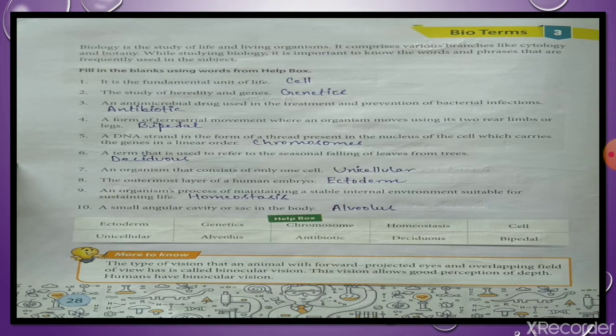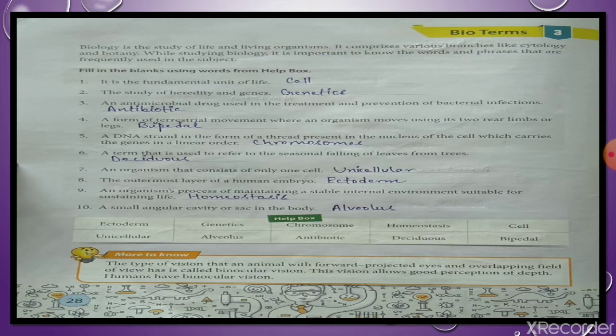When we study biology, it is very important to know the words and phrases which are used in this subject. So here some statements are given and we have to fill in the blanks according to each statement. The first one is, it is the fundamental unit of life. We all know the cell is the basic structural and functional unit of life. So the basic fundamental unit of life is the cell.